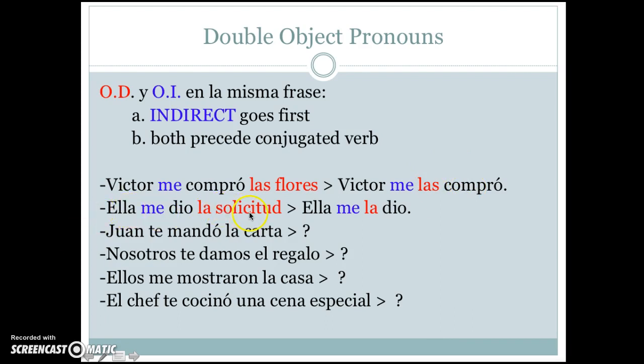Ella me dio la solicitud. She gave what? La solicitud to who? To me. Indirecto, directo, verbo. Juan te mandó la carta. Juan sent, mandó to send. He sent what? Well, he sent la carta, objeto directo. What's our pronoun? It's going to be la. He sent it to who? To you, te. Indirecto, directo, verbo is our order. Te la mandó. You can try these on your own.